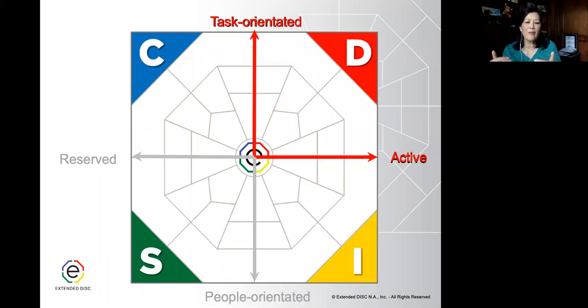We also divide the model in half from the top half to the bottom half, where the top half of the model are what we call your task-oriented styles. And then your bottom half, the I's and S's, are what we call your people-oriented styles.